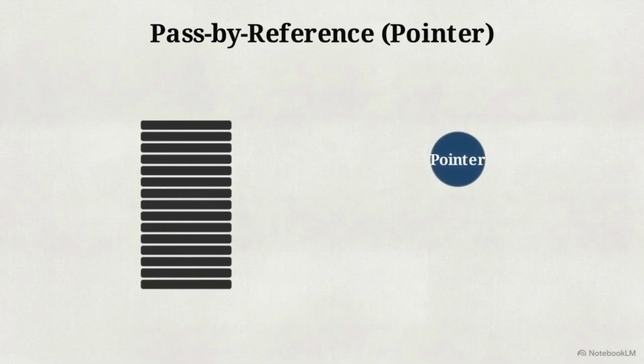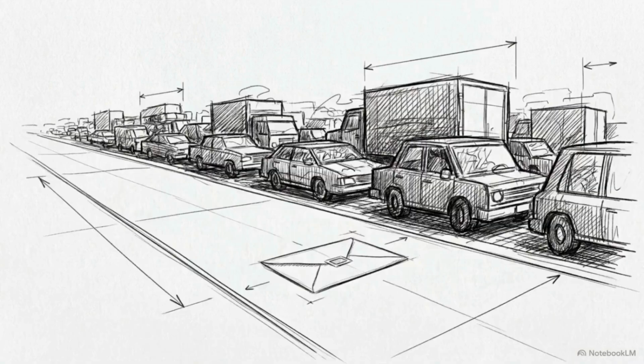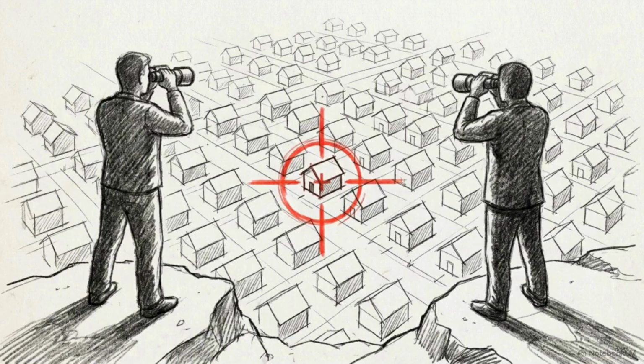With a pointer, the computer only hands over a single address, the coordinates for the front gate of that list. By using these shortcuts, the computer moves with much less effort. It functions like a scout rather than a mover, finding exactly what it needs in a fraction of the time.